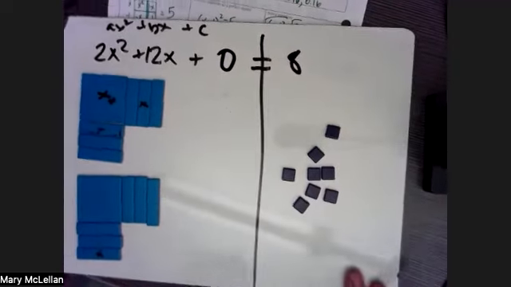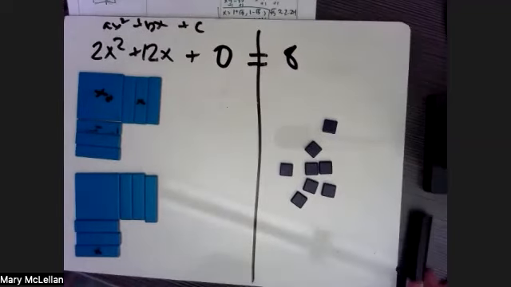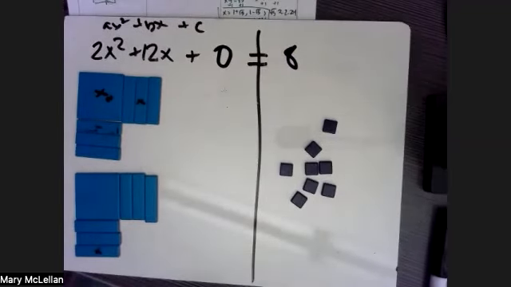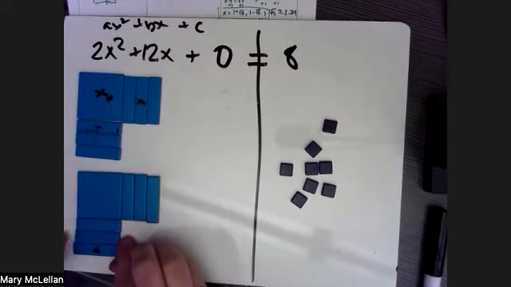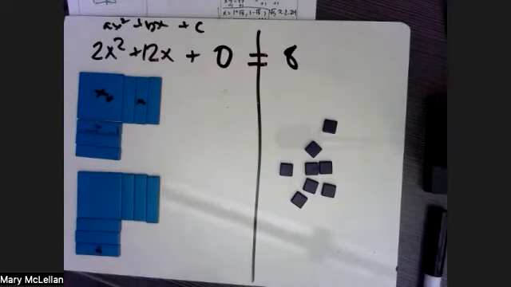Okay, and now remember that my job is to complete the square. So in order to complete the square, I have to take as many ones as it would take to make this complete. All right, here we go. This is going to be fun.